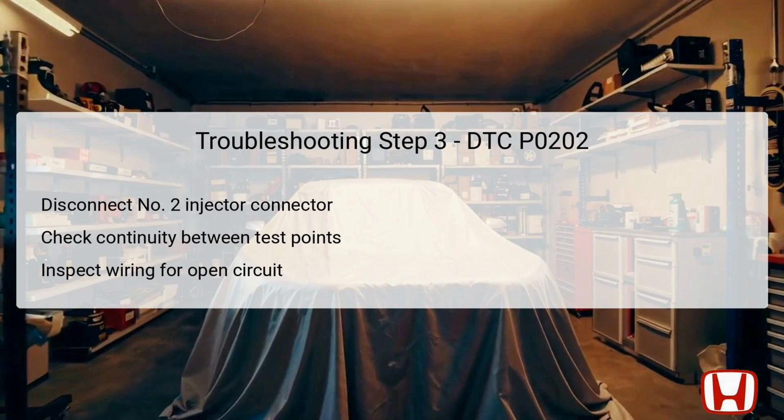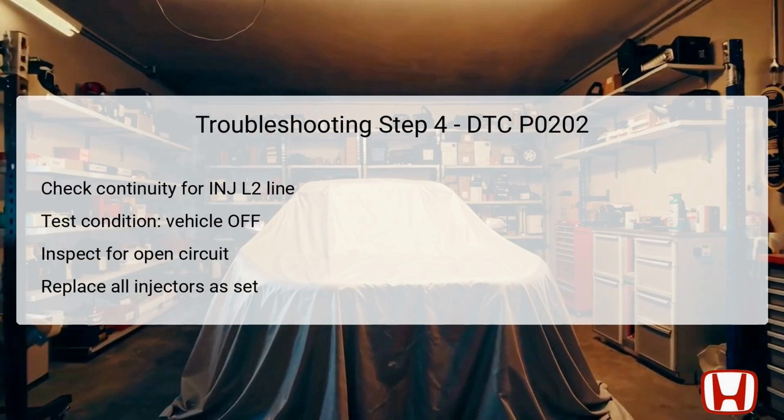This continuity check is critical since it determines if the INJ-H2 wire is functioning correctly or if there's an open circuit indicating a fault in the wiring. If continuity exists, this suggests that the wire is intact and the issue may reside elsewhere, possibly with the injector or PCM itself. On the other hand, if continuity is absent, the next logical step would involve repairing the identified open in the INJ-H2 wire to ensure proper signal transmission for injector operation.